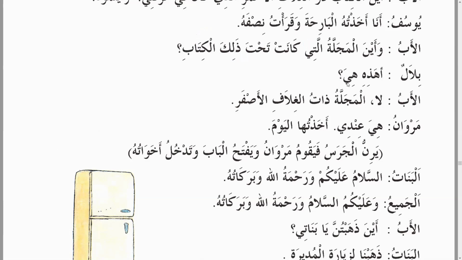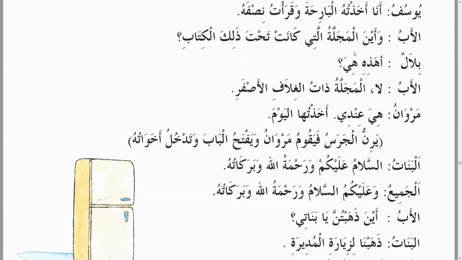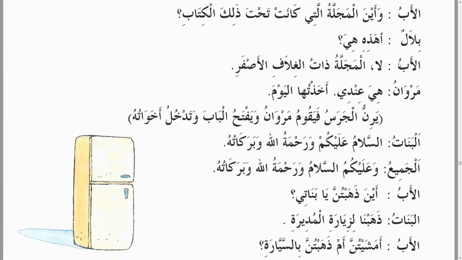Ahadihi here, is this it? Right? Ahadihi, this, it. Is this here? So this is a way of speaking, right? Ahiya hadihi, or you can say ahadihi here, both are fine, I think. La, no. Al majallatu dhatu. So zu, feminine, because this is ta. The magazine has al ghilaf al asfar, has yellow what? Yellow cover, right? The book has yellow cover. Al majallatu dhatul ghilaf al asfari.